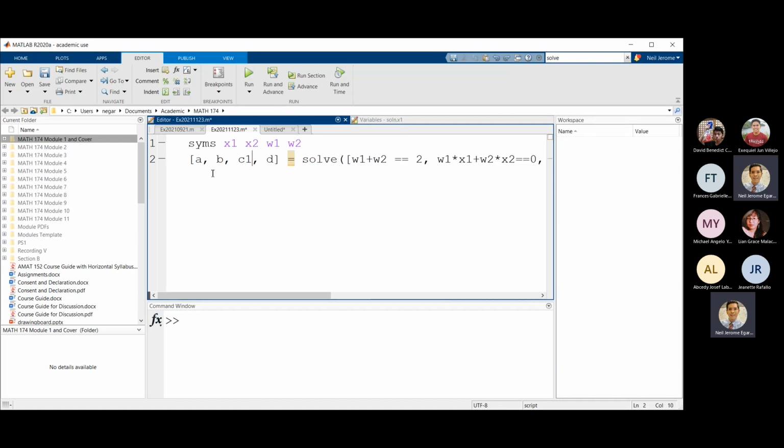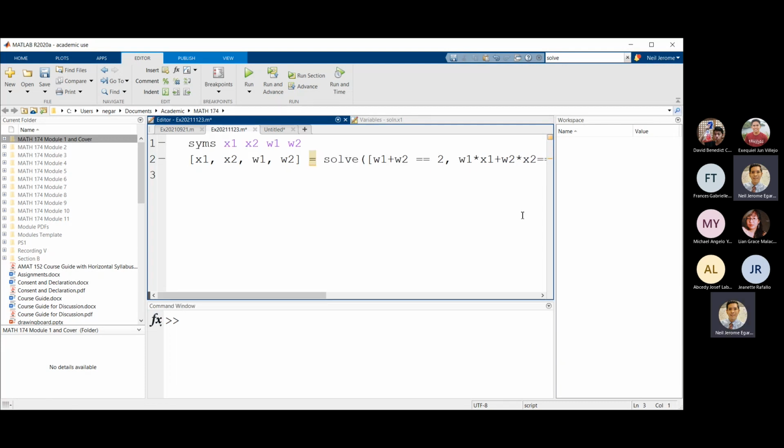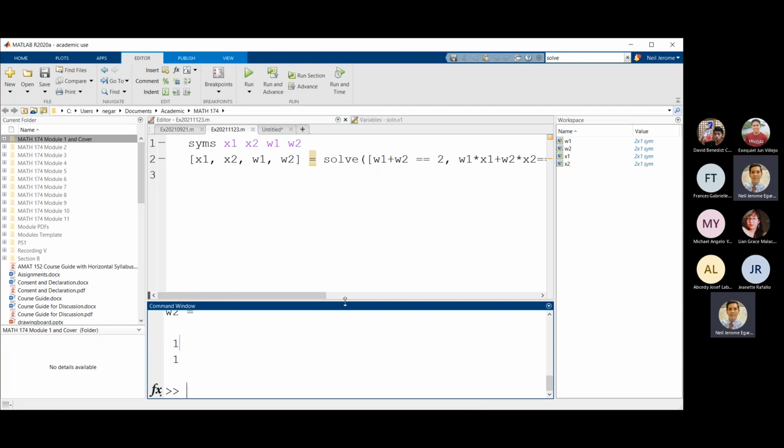Okay? Pero to keep it uniform, gamitin ko na yung same variables para sa kanila. Because anyway, hindi ko na naman gagamitin yung x1, x2, w1, and w2 later. Right? And then, okay, you can run this. You can press F5 or the run button here on the taskbar. We'll get this. Okay. Nakikita niyo sa command window yung output.